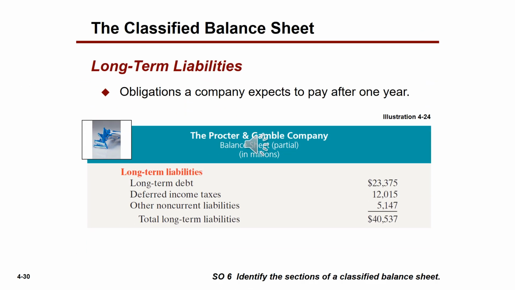Then we have long-term liabilities, and these are basically obligations that the company is expected to pay after 1 year, right? And we have an example here for the Procter & Gamble company. Their long-term liabilities section includes long-term debt, deferred income taxes, and other non-current liabilities. And of course, deferred income taxes are tax obligations that are required from the company, but allowed by the government to be paid after a certain period of time, right? So it's usually more than 1 year, so it settles in the long-term liabilities because of that.